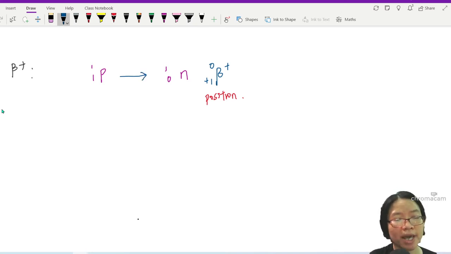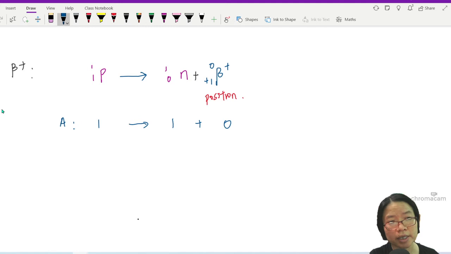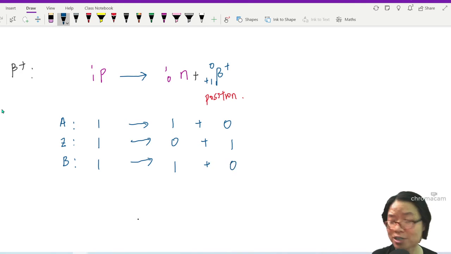So let's go. We have the nucleon number, A. The nucleon number is 1. 1 becomes 1 plus 0. Then we will look at the proton number, which is Z. Proton number is 1. 1 will become 0 plus 1. No problem. Baryon number 1. Proton is a baryon. Neutron is a baryon, but positron is not a baryon.